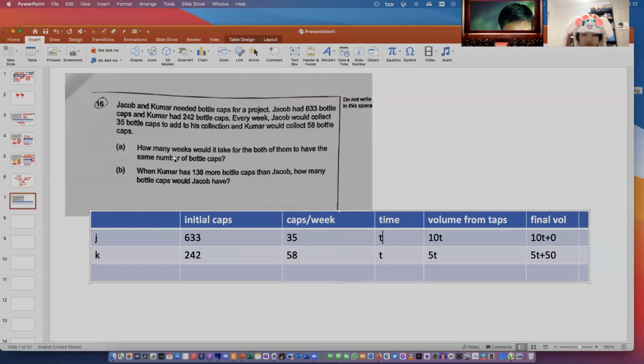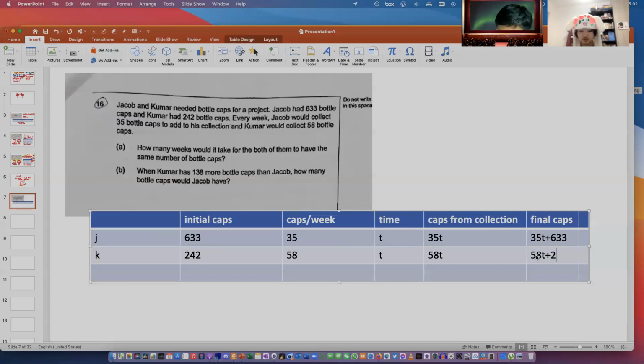Okay, it says how many weeks would it take for both of them to have the same number. So the time is still T, but over here I need to change to caps from collection. Then this is of course the final caps. So the caps from collection here is 35T, and below is 58T. And then of course the final caps is 35T plus 633, then 58T plus 242.